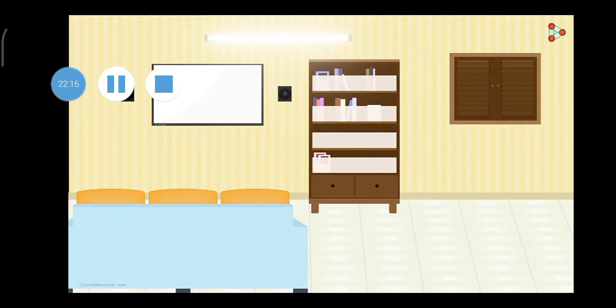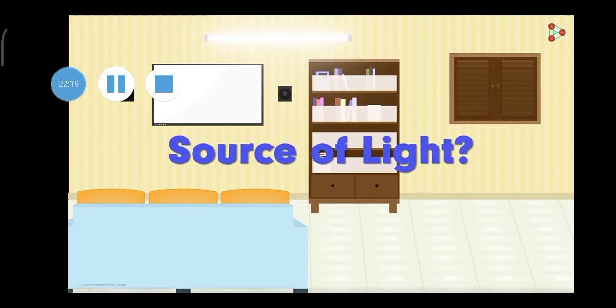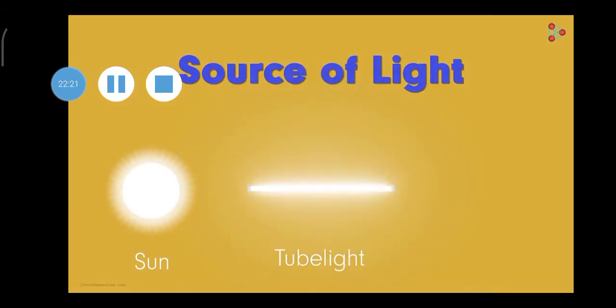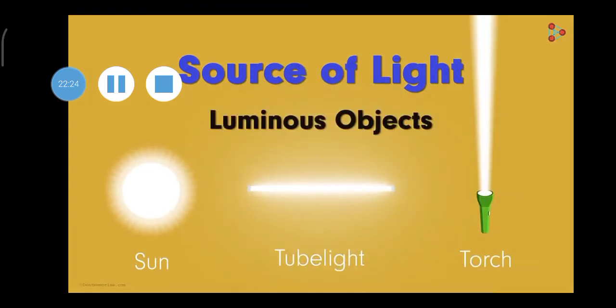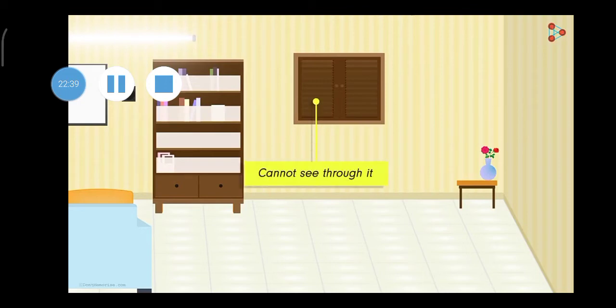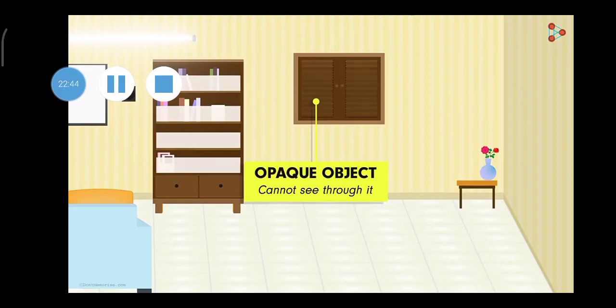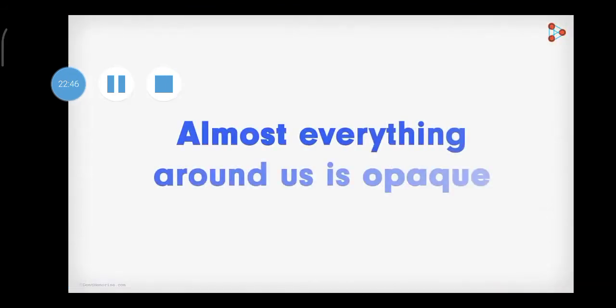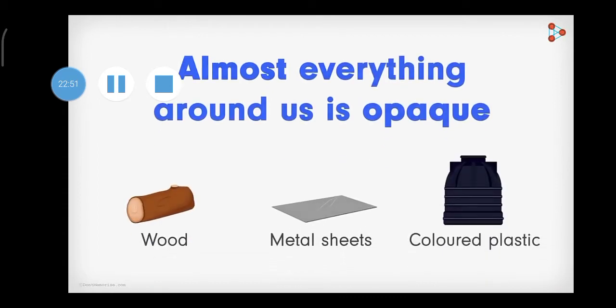Do you know what the source of light is called? Objects like the sun or the tube light or the torch are called luminous objects. Can we now see the objects outside the window? Nope, we can't. But the question is why? It's easy. Because the light from the outside of the window does not reach us. The wooden shutter blocks this incoming light. Such objects are called opaque objects, and they are very large in number. Almost everything around us is opaque if you think about it. Wood, metal, sheets, colored plastic, and so on.